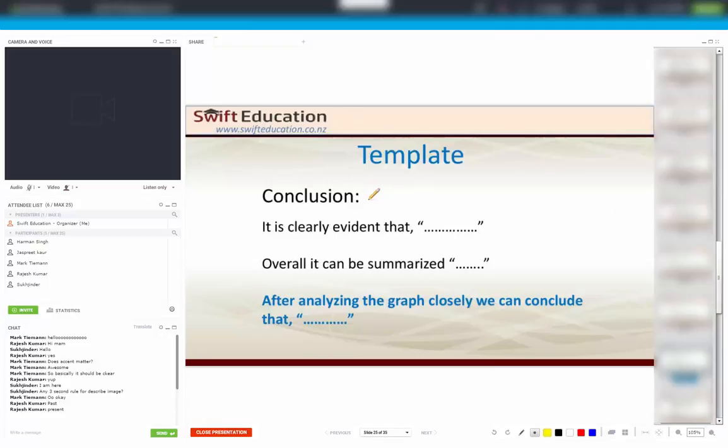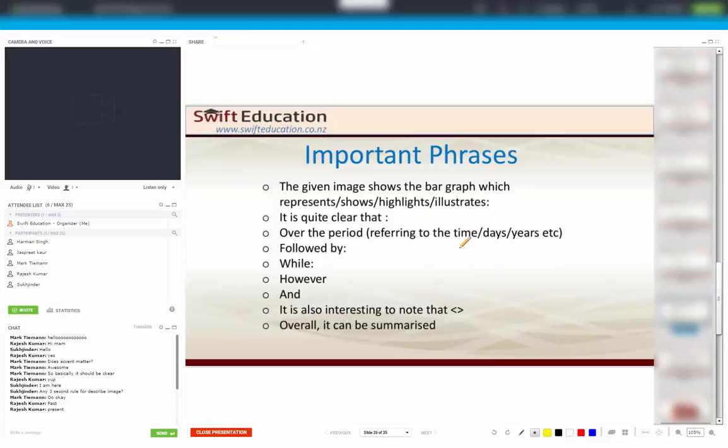The template for the conclusion should be: it is clearly evident that, and then you can fill in the information in the blanks there. Overall, it can be summarized, or after analyzing the graph closely, we can conclude that. Now, I understand that you'll be able to understand what you write, what you have to say there. Important phrases, I've already said that in the previous slide, but I'll just read through them, or if you want, you can read through them yourself.